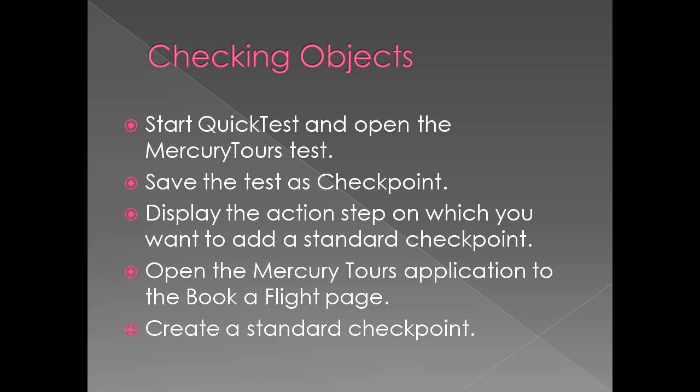3. Display the action step on which you want to add a standard checkpoint. You want to add a checkpoint that checks the property values of the first name edit box after the passenger's name has been entered in the box. Click the Test Flow tab to display the test flow pane. If you do not see the Test Flow tab, choose View, Test Flow, or click the Test Flow pane button to display it. In the Test Flow pane, double-click the Book Flight action.